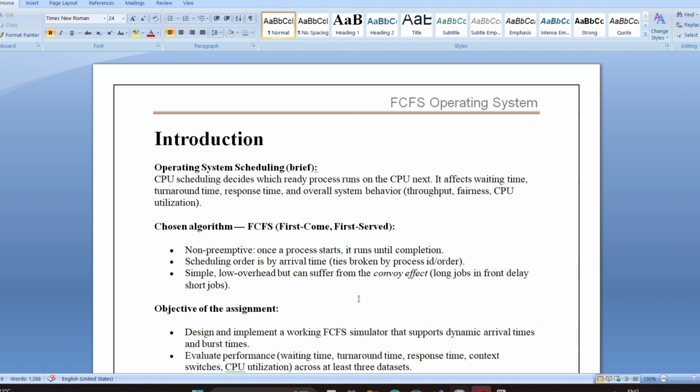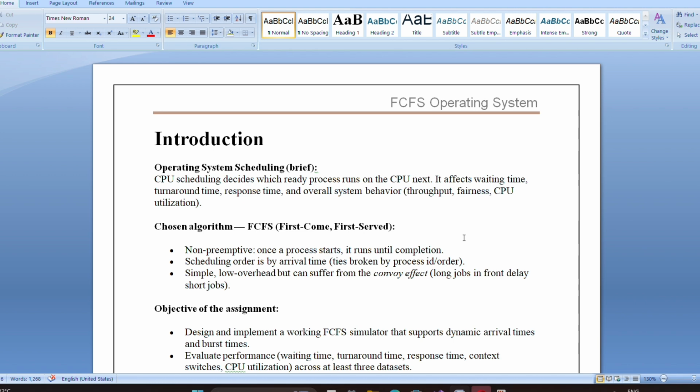In introduction, as operating system scheduling, CPU scheduling decides which ready process runs on the CPU next. It affects waiting time, turnaround time, response time, and overall system behavior. I have chosen FCFS. It is non-preemptive. Once the process starts, it runs until the completion.